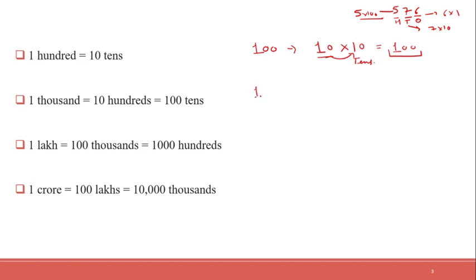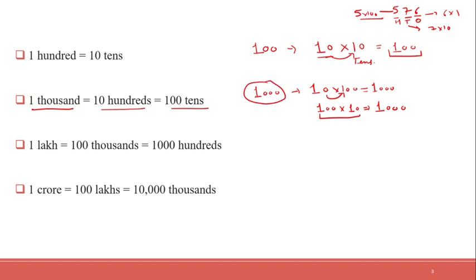Similarly, for 1000, I can write it as 10 hundreds. 10 into 100 will also give me 1000. And if I write it as 100 tens, then also it will give us the value of 1000, right? So I can call it 1000 or 10 hundreds or 100 tens. The value will be the same.